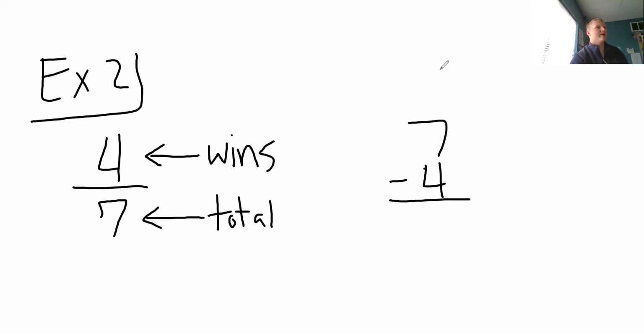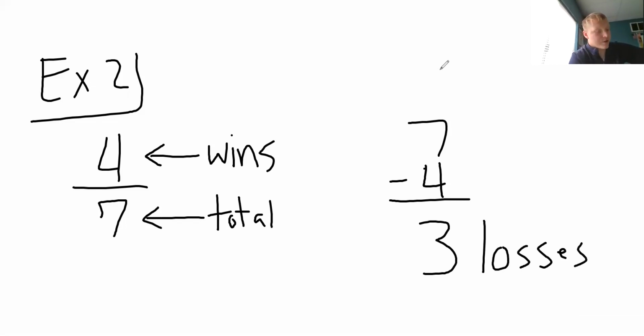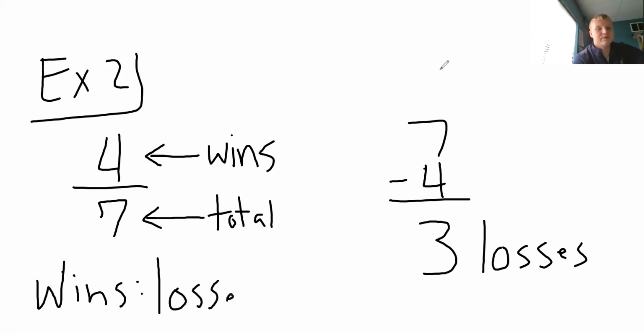Exactly. So we're going to subtract the total, which was 7, minus 4, which was our number of wins. So 7 minus 4 is going to give me 3 losses. So they want to know the win-loss ratio. It wants me to list wins first and then losses. So what would my win-loss ratio be then, Courtney? Yep, 4 to 3. 4 to 3.